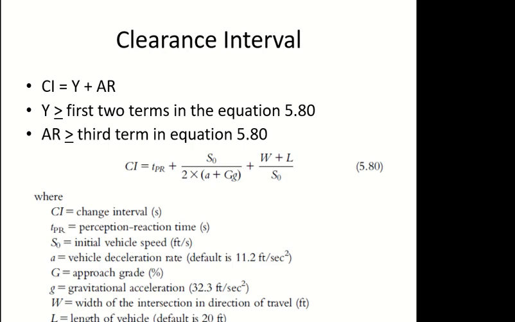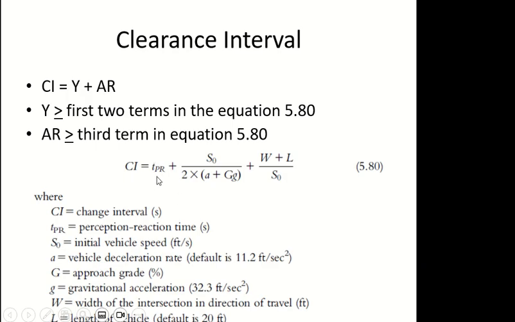To calculate them, we have this equation. You can see it has two parts. This is called the clearance interval, which is yellow plus all red. Yellow plus all red is the total clearance interval. Yellow is the first two parts of the equation, and this is the all red part.